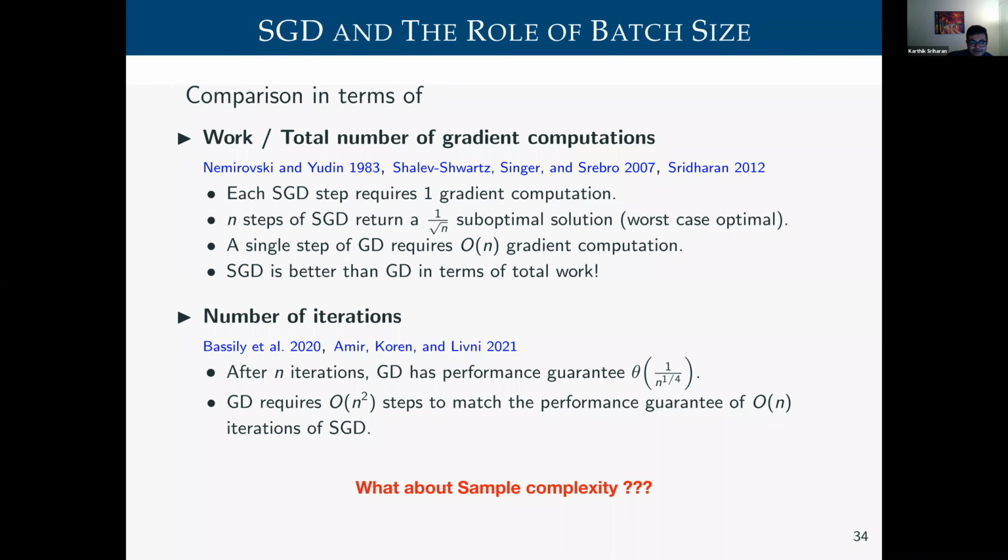I'll come to the question when I summarize towards the end, as to why I think SGD works. I don't have a very clear hypothesis, but I have some hints in that direction.